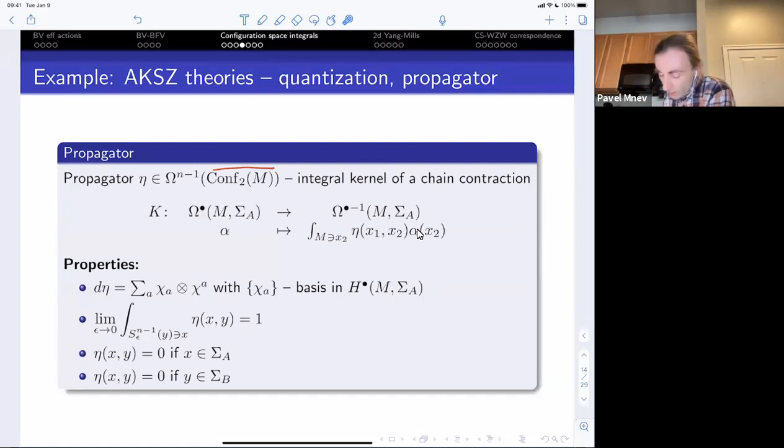And then the other properties are the boundary conditions: if I fix the first leg of the propagator on the A boundary, it should be 0. And if I fix the second leg of the propagator on the B boundary, it should be 0. And that's it. So that characterizes the propagator. And there are various constructions of propagators. For instance, if you are given a Riemannian metric on the manifold, you can construct a Hodge type propagator out of it.